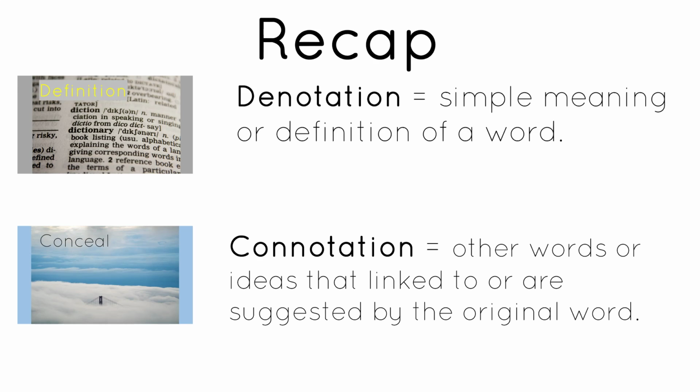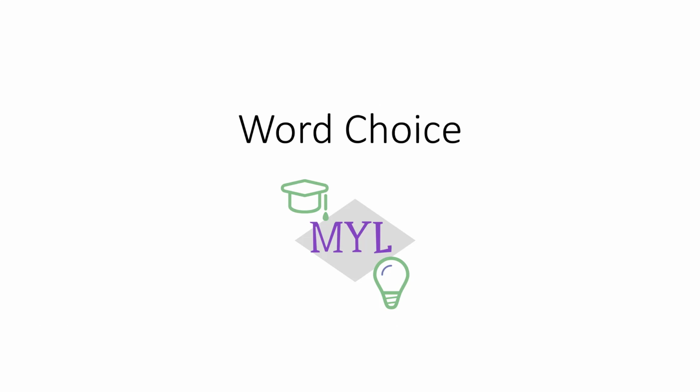Denotation is the simple dictionary definition. DE for definition, DE for denotation. Connotation is what's hidden behind the word, what's suggested by the word. Or as I've written here, other words or ideas that are linked to or are suggested by the original word. And it's that word suggested that I'm going to be using a lot in the next few videos. What do words suggest about the things that they're describing? Okay, in the next video I'm going to show you a slightly different approach, but it was important that we looked at denotation and connotation briefly.